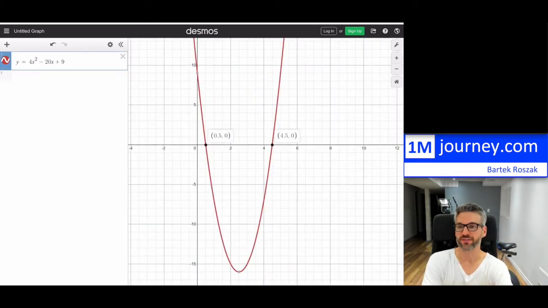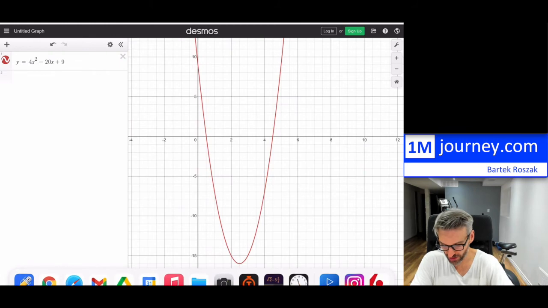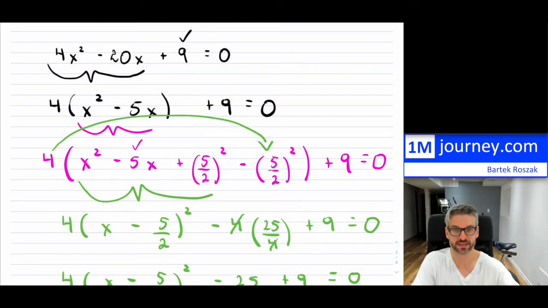Okay, so there you have it. I graphed it, and notice those are our two answers, 0.5 and 4.5 for x, and those are the actual x-intercepts that we would have. So quite a lot of work to get from the standard form all the way to a solution, but this is how we can proceed with the solution if we wanted to. So let's do another example.